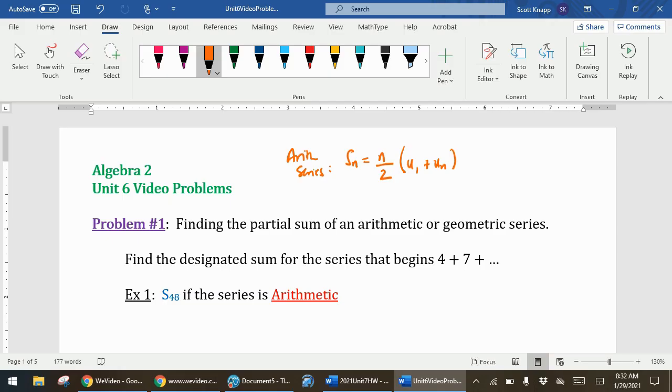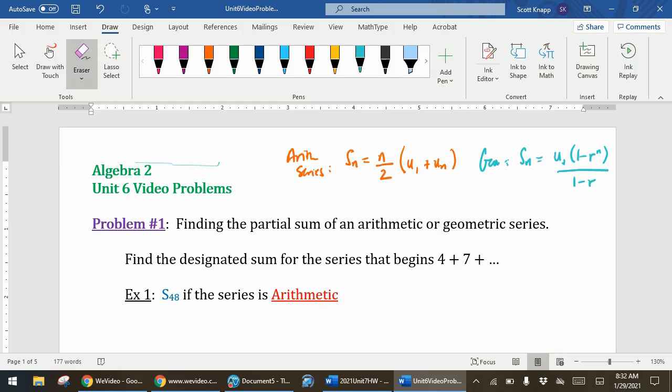And then the geometric series formula is a little bit more complicated to derive. So I'm just going to write it here, but that involves taking the first term times 1 minus your common ratio to the nth power and dividing that by 1 minus your common ratio.